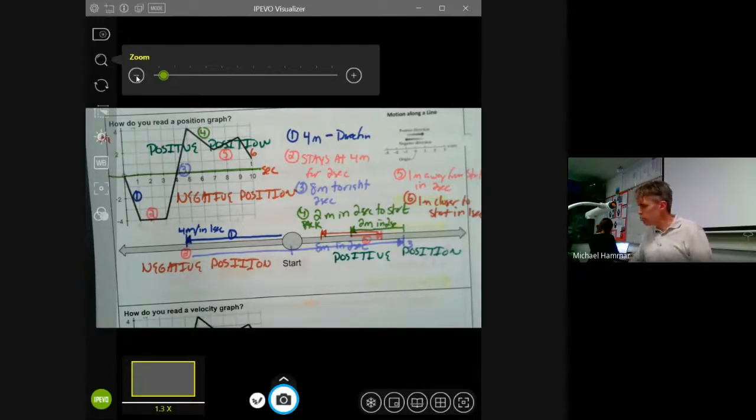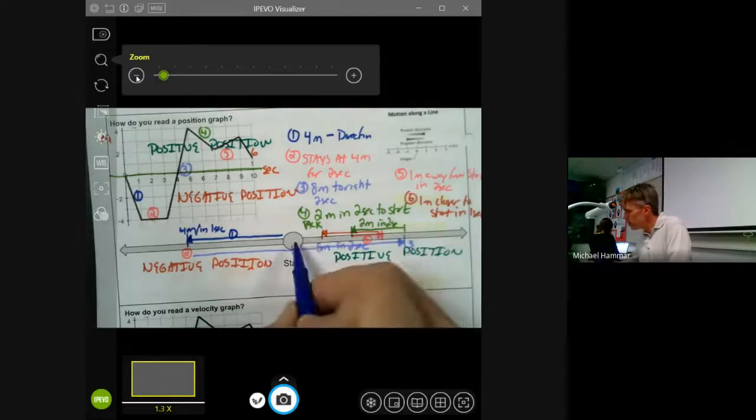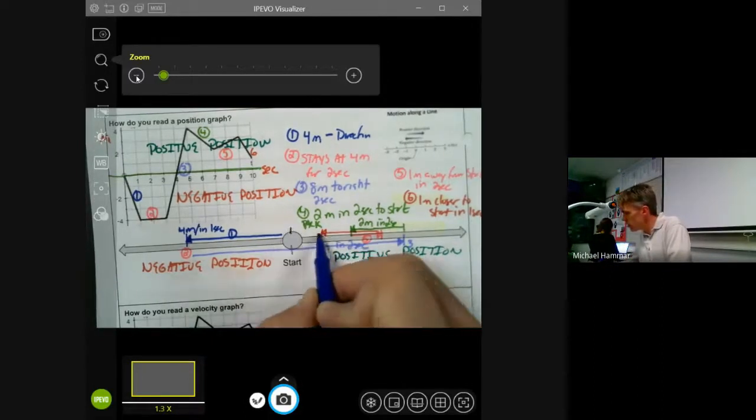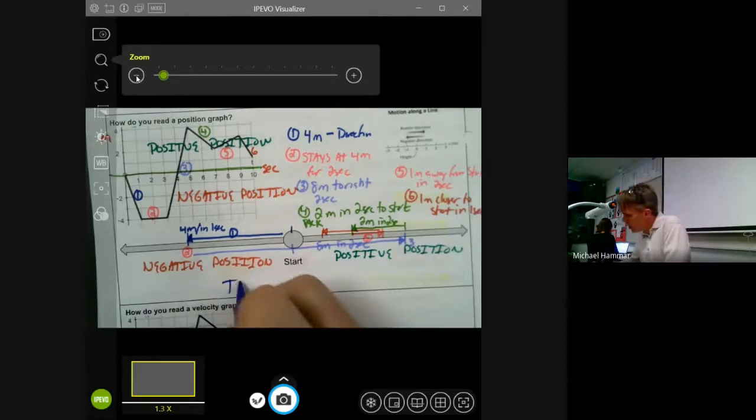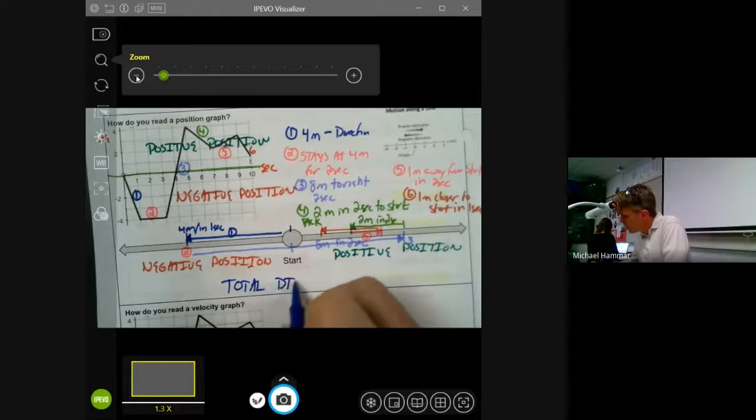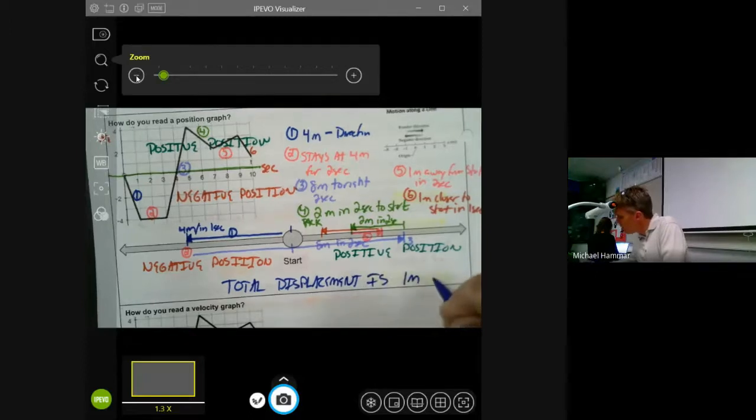So if I was to ask you what our displacement would be, from start to finish, we are only 1 meter from the start. So that's our displacement, even though we went back and forth, and then back another way, and then back here. So our total displacement is 1 meter to the right of the start.